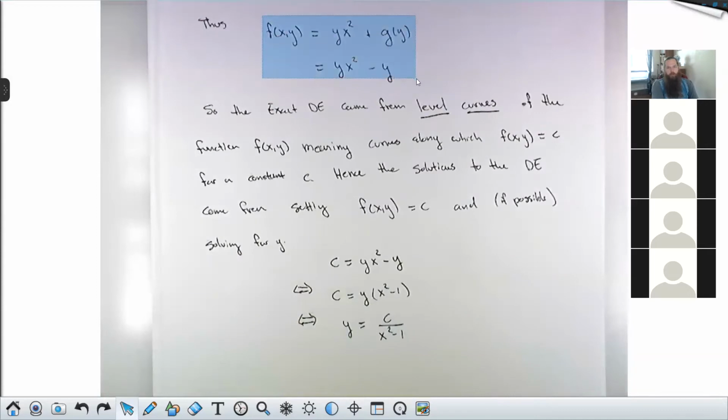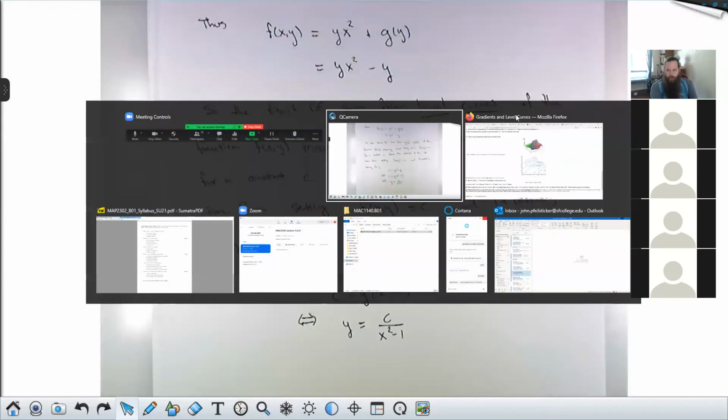Really, the money is all in finding this function f. And then you just remember that your exact DE comes from level curves, looking at the differential along level curves. So once you find your function f, substitute and plug in c for f of xy, and then if you can, solve for y. I want to say again that this is the same thing as finding harmonic conjugates in complex analysis, which is a really cool thing.